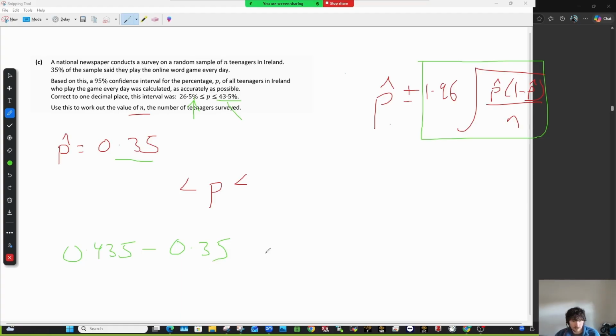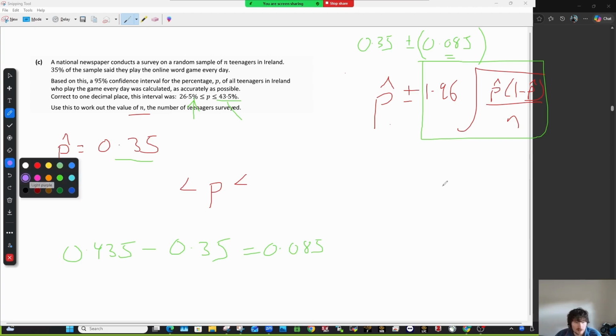So this is what we sometimes call the radius of the confidence interval. That works out as 0.085. So what we've really done here is plus and minus 0.085 onto our p hat, which was 0.35, right? So we set this equal to this down here, and then we move it around to find n. I don't know if I've already done one like this, but we're doing it now anyways.